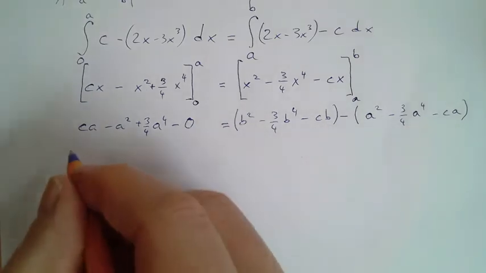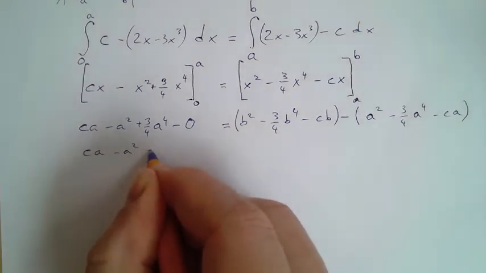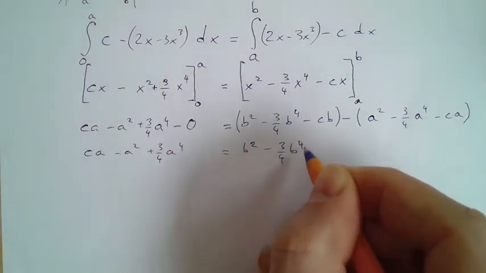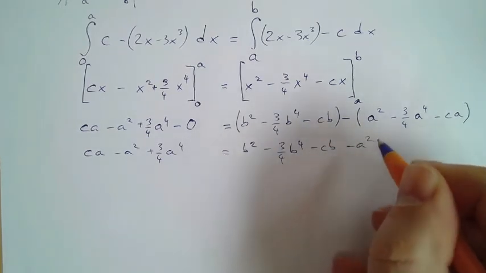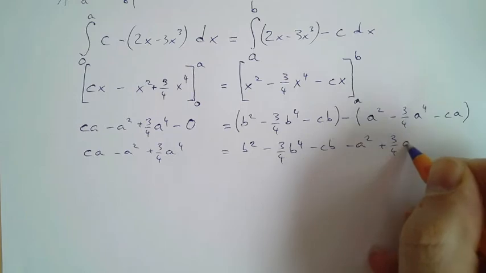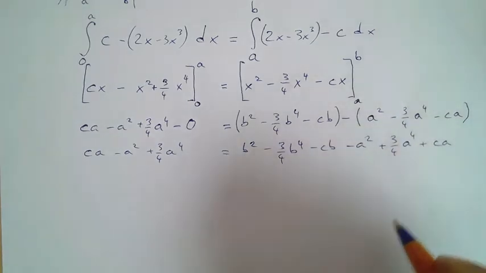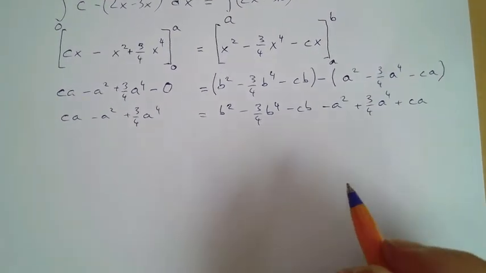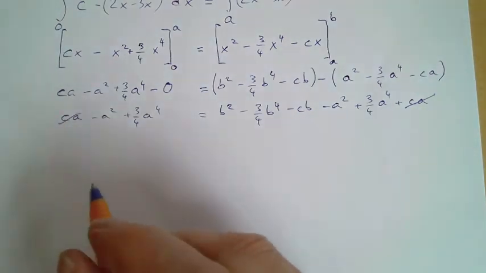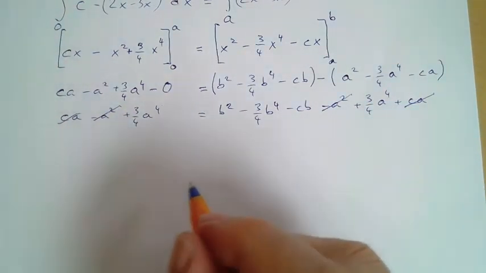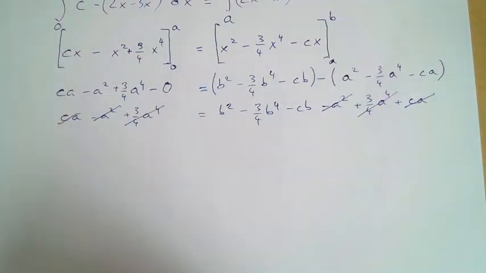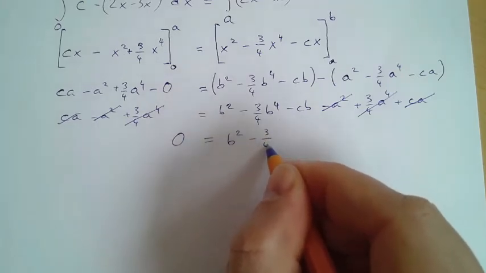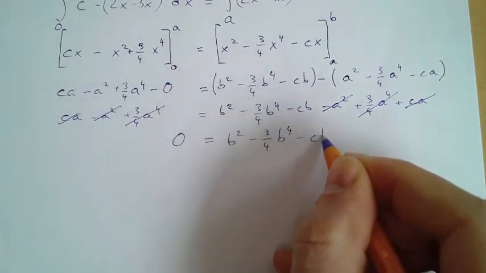So let's get rid of these parentheses here. ca minus a squared plus 3 over 4 a to the power 4 equals b squared minus 3 over 4 b to the power 4 minus cb minus a squared plus 3 over 4 a to the power 4 plus ca. And this is where we suddenly see that we are making great progress. ca cancels out, minus a squared cancels out, 3/4 a to the power 4 cancels out, and we get 0 equals b squared minus 3 over 4 b to the power 4 minus cb.